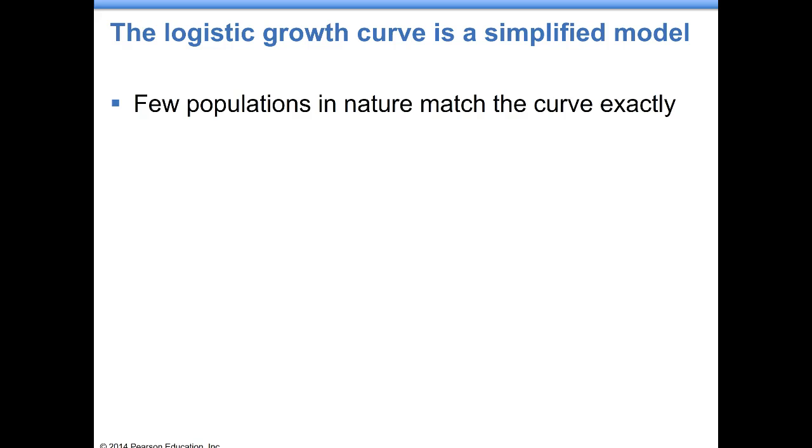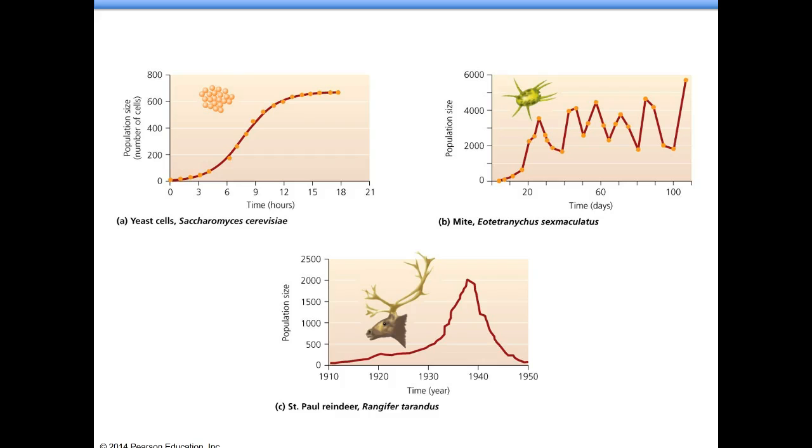So when we think about how accurate this is, we're not going to see a lot of populations in nature that match the curve exactly, but it's a pretty close model that we can use and predict from. Here are some examples. We've got yeast cells, and this is a great example of a logistic curve. We've got exponential growth, and as soon as it uses the nutrients within the culture, it starts to level off.